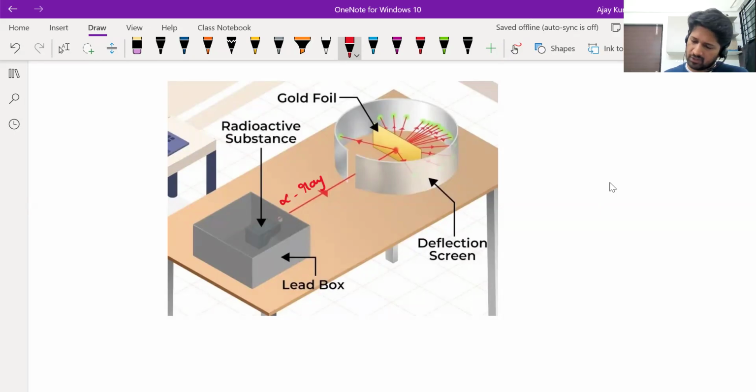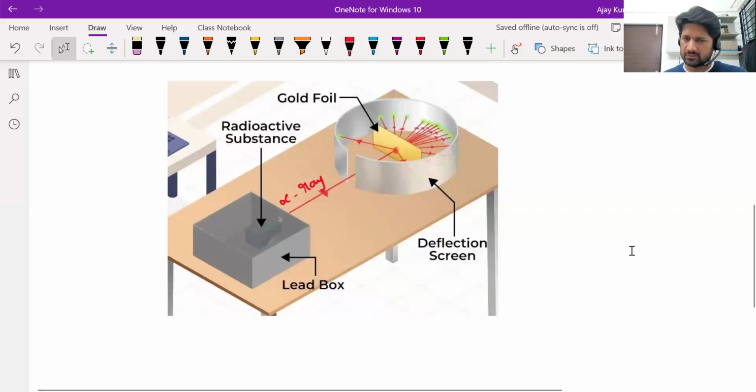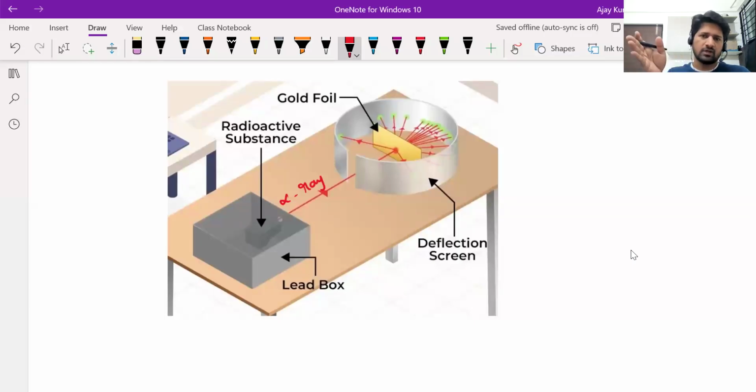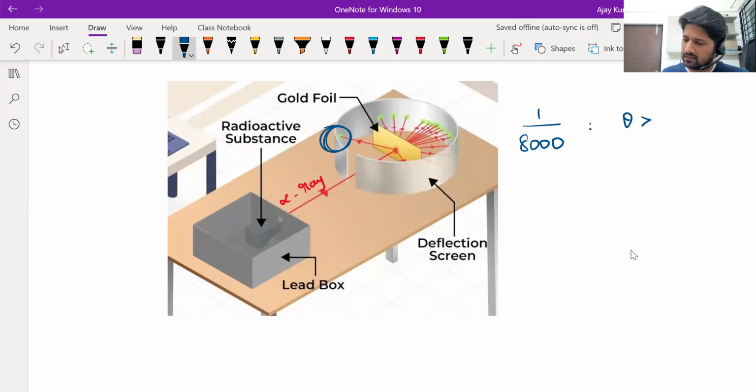So when an alpha ray is pointed towards a gold foil, this is basically what they found in the experiment. You can see that most of the alpha rays pass through the gold foil without much scattering. They continue in their own direction or get deviated by a very small angle. Very few alpha rays. How few is very few? About 1 in 8,000 or even less than that. Alpha particles were found to undergo a deflection of more than 90 degrees from the gold foil.